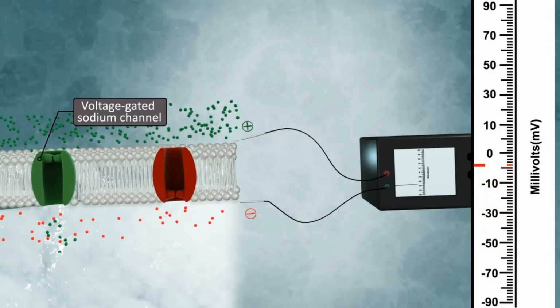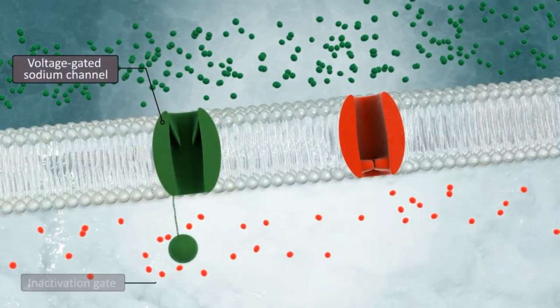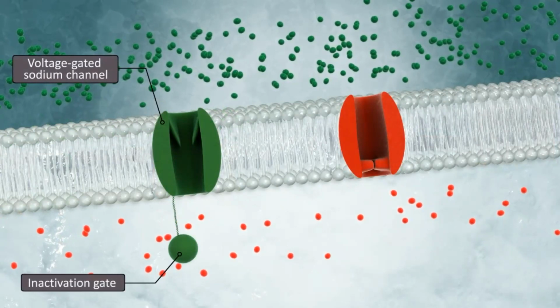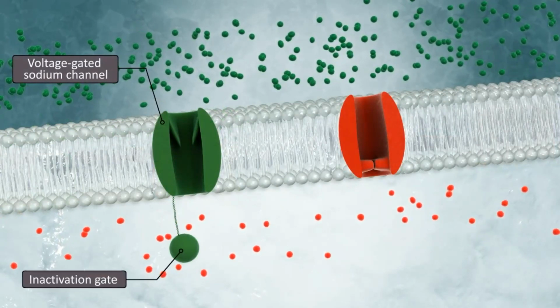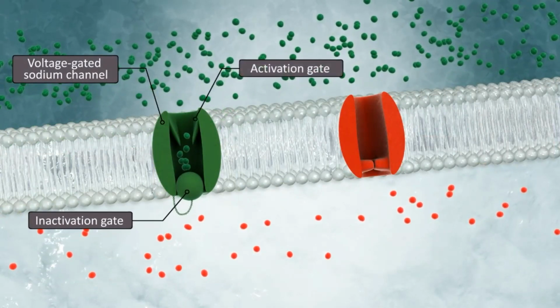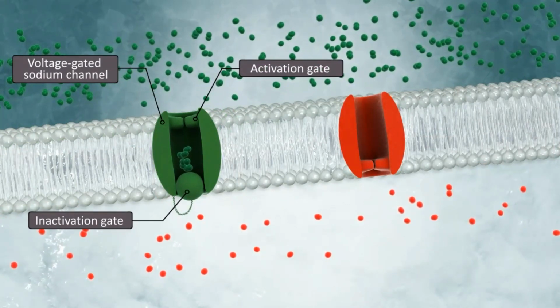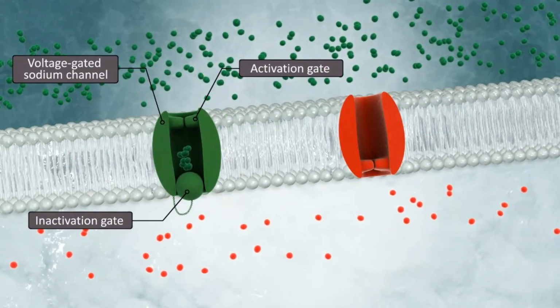Some voltage-gated channels have an additional gate referred to as an inactivation gate, which temporarily plugs the channel so ions cannot pass through, even if their activation gate is open. Its purpose is to ensure that ions do not pass through the gate at an inappropriate time.